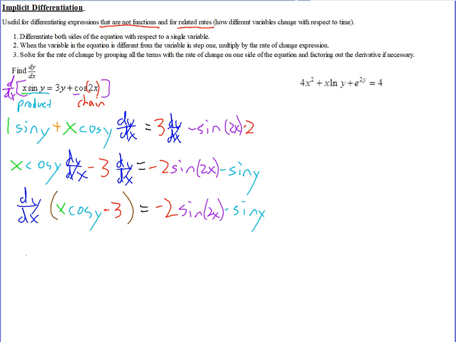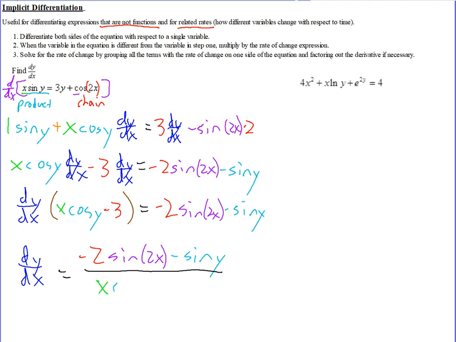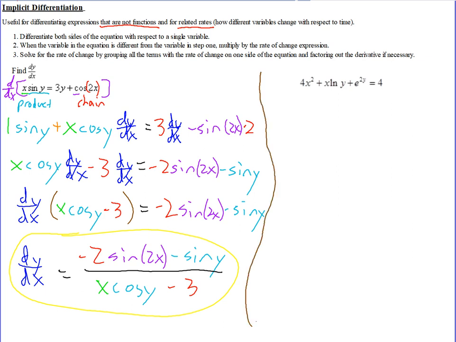We'll reduce it out here, so we'll get dy/dx, our derivative, is negative 2 sine of 2x. Just leave that sine y there. Divided by x cosine y minus 3. So you can see nothing reduces here, so that is your answer for the derivative dy/dx. And remember, on these, oftentimes the derivative has both x and y. These are not functions, so the derivative often will contain both the x and the y coordinate.